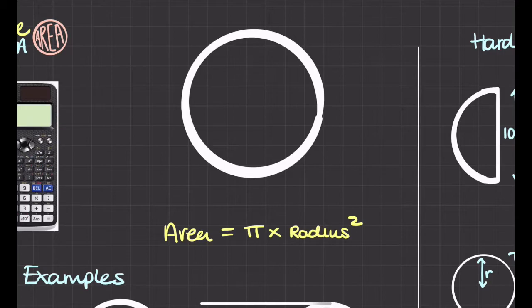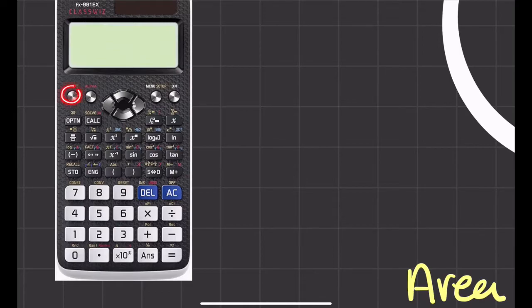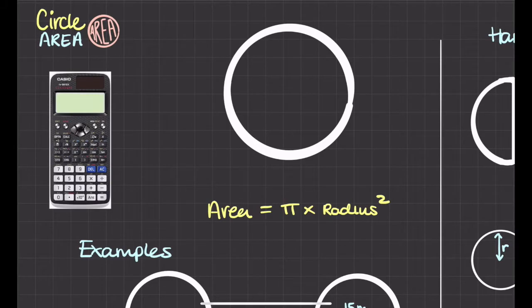Okay? Now, to get this special number pi on your calculator, if you've got one like this, press the shift button and then this button at the bottom here. Okay, so shift gives you the yellow writing, and you can see there's yellow writing. So shift and then this button there gives you pi on your calculator, and then you can multiply it by whatever the radius is squared.